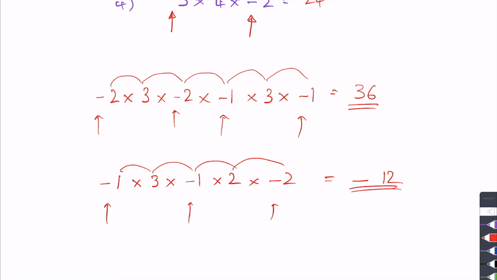So you can separate out the negative signs and count them up. If they're even, the answer will be positive. If the number of negative signs are odd, the answer will be negative, and then you just work out the numbers themselves, which makes it easy. And that's the same approach that you can use in algebra, and I'll cover that in a different video.